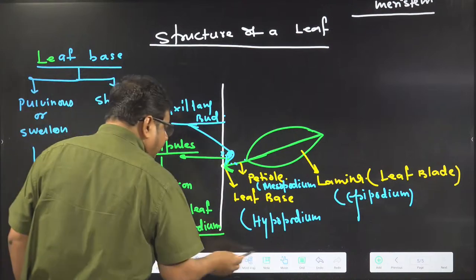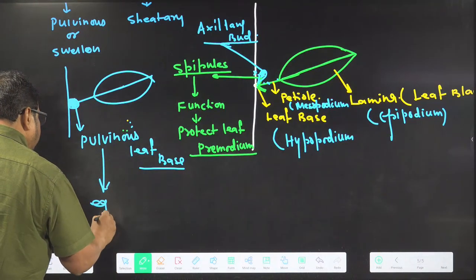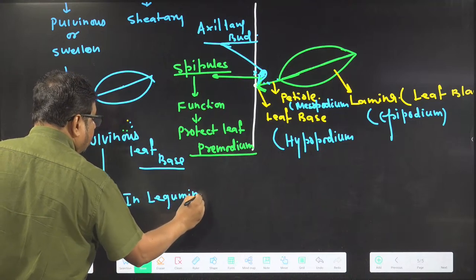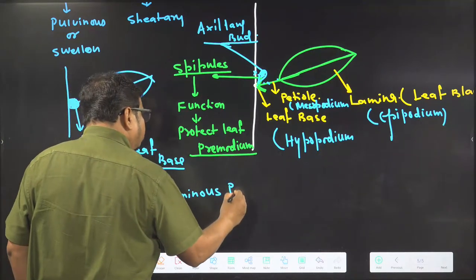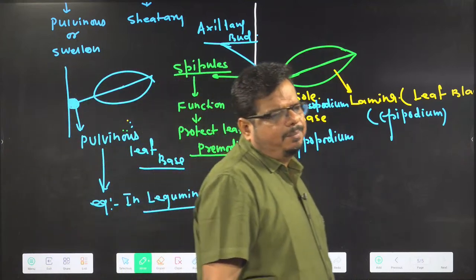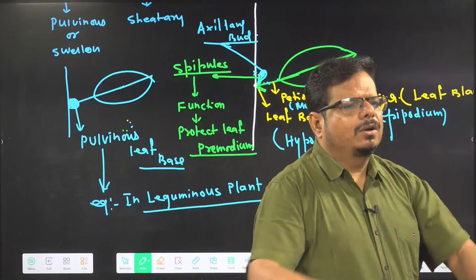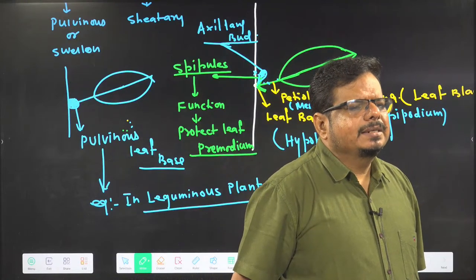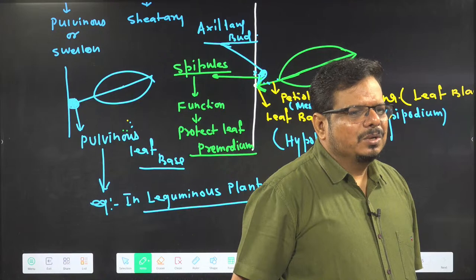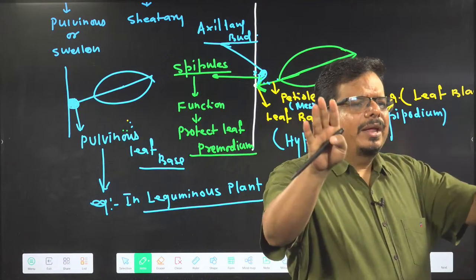Where is this pulvinous leaf base present? NCERT wrote the example: in leguminous plants. Many other plants are there where it is present, but I don't want to confuse you or unnecessarily give you a load of examples. Otherwise, it is present in Mimosa pudica, the touch-me-not plant. It is present in mango. It is present in banyan. But I am not trying to confuse you.